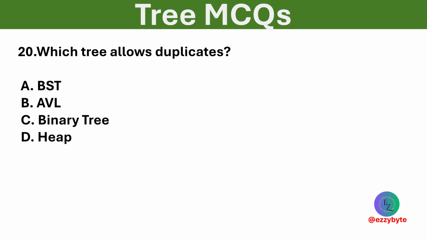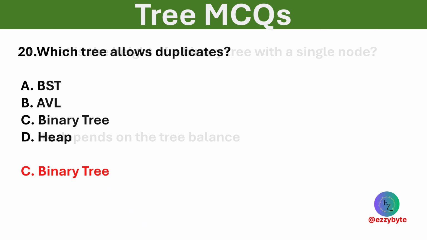Which tree allows duplicates? Options are binary search tree, AVL tree, binary tree, and heap. Option C is correct. A general binary tree allows duplicates.